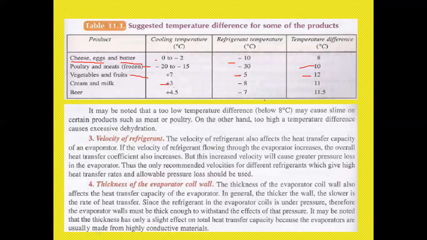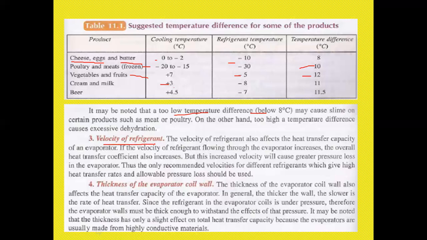Next, it may be noted that too low temperature differences, that is below 8 degrees centigrade, may cause slime or cause certain products such as meat or poultry to spoil. On the other hand, too high a temperature difference is also a problem for the refrigerants. Right. So next one is velocity of refrigerants.